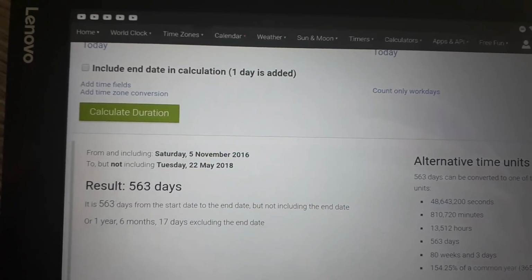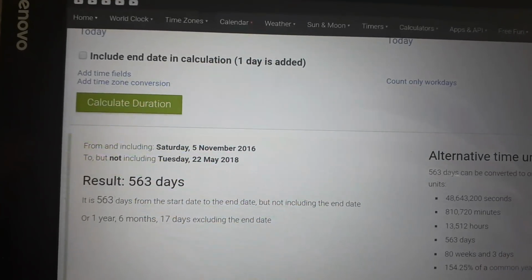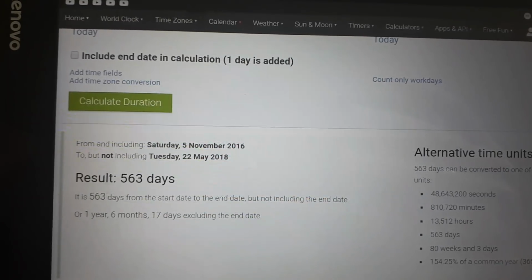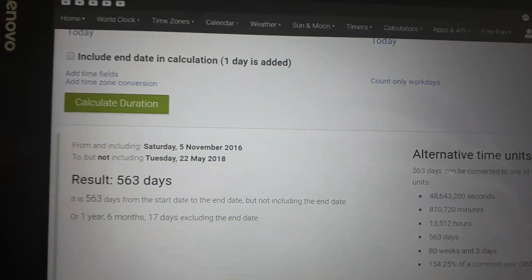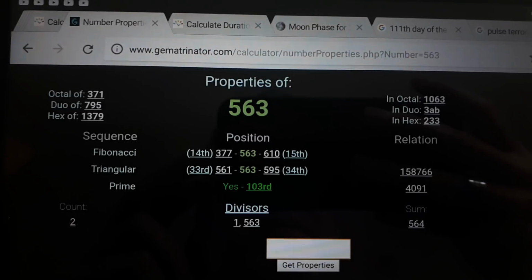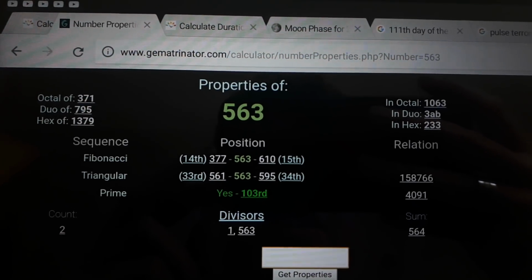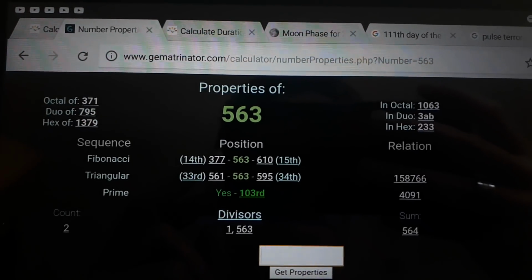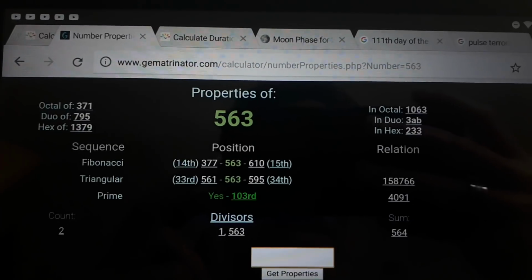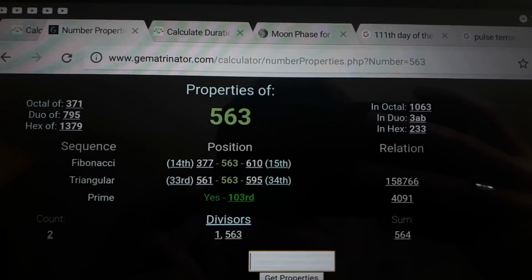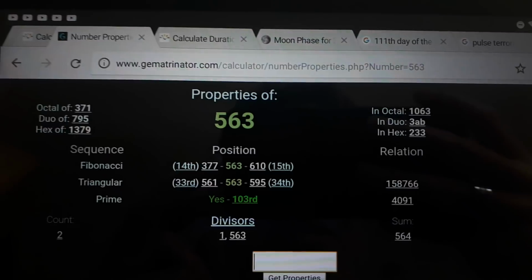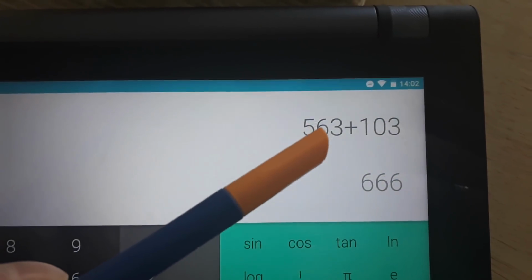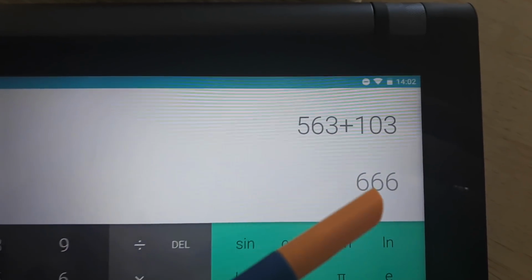I've done another video about that number as well, so the synchronicity of this number is incredible. 563. Just want to remind people that's the 103rd prime. So 563, that's how many days it is since 5th of November 2016 to 225 this week. 103rd prime. Just want to show as well, to finish the video off, 563 is the 103rd prime, and that's 666.